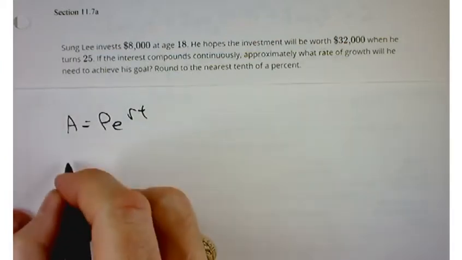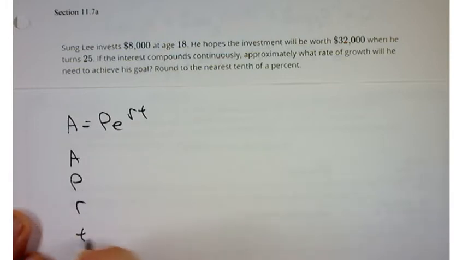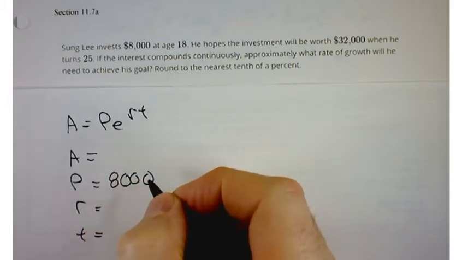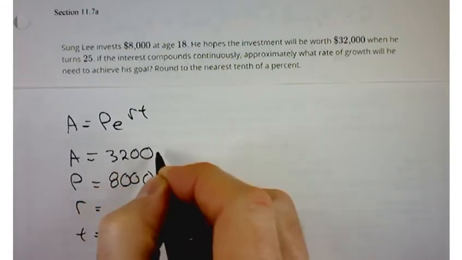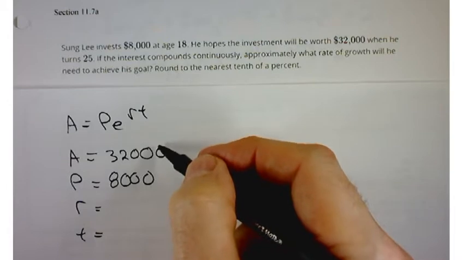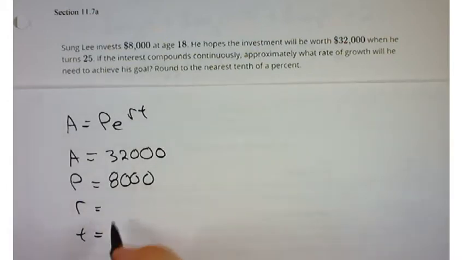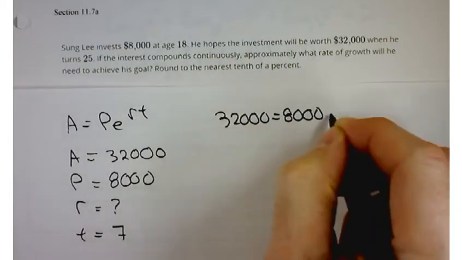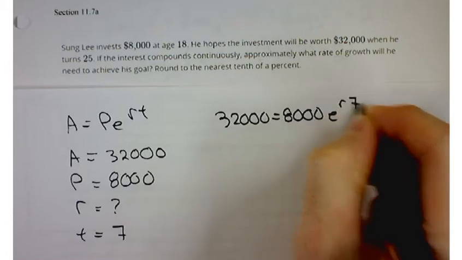And let's see what we can fill in from this one. What's A? Or how about, let's start with P. What's P? P is how much he invests initially, so P is 8,000. Good. And now let's back up and see what's A. 32,000. Cool. So basically he wants to quadruple his money in 7 years. Good luck with that. So T is 7 years. R we don't know, but that's okay. We're trying to find R. So if I plug all that in, I get 32,000 equals 8,000 e to the r times 7.